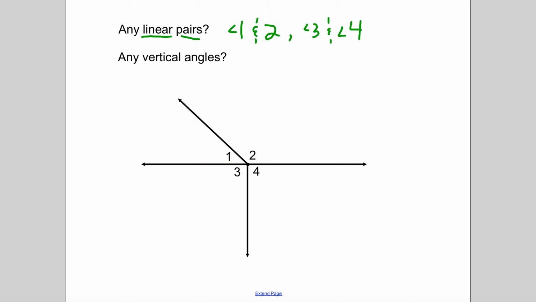But this is a ray, and clearly it does not extend off in the exact opposite direction, so that's not a line. And this is also its own ray, so that is not a line. So in this diagram, we actually don't have any vertical angles because this isn't two intersecting lines. So none of these angles are vertical. Okay, so let's move on.